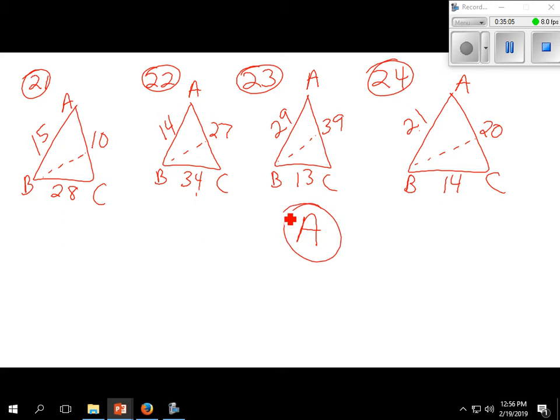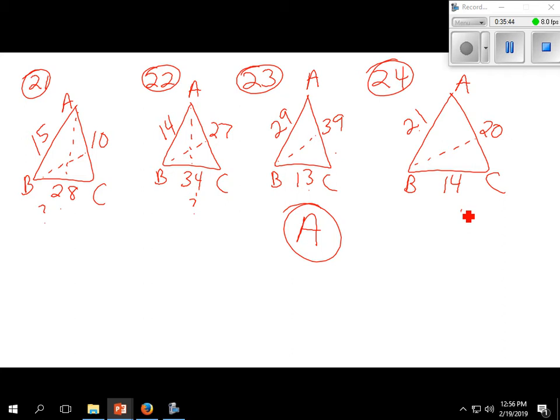Next one says angle A is the largest angle. If I look here, angle A is across from 28. It looks like it in that one, so maybe this one. Let's look at angle A here. Angle A is across from 34. Well, that one also. So it looks like angle A is the largest angle in 21 and 22. Angle A is across from 13 here. That's the smallest. So that's not going to be it. It's across from 14 here, which is smallest. So it's got to be one of the first two here, 21 or 22, that angle A is the largest angle. But something's not right here because there's only one answer that should work.